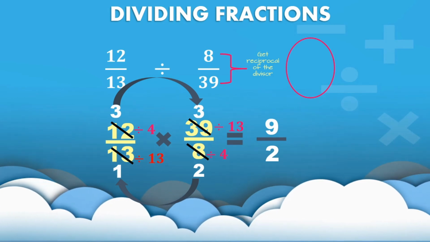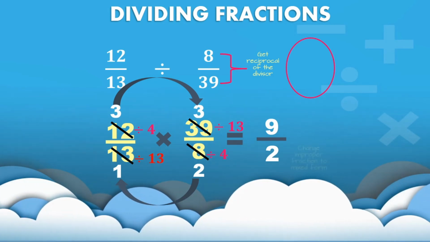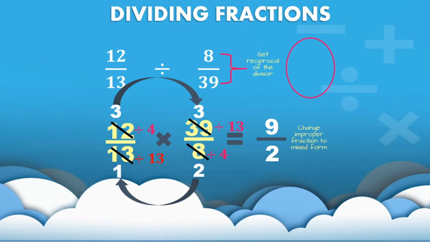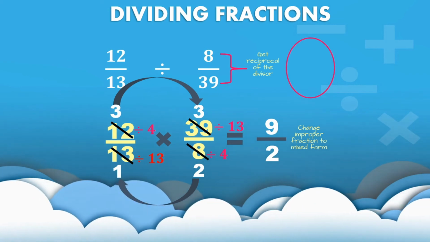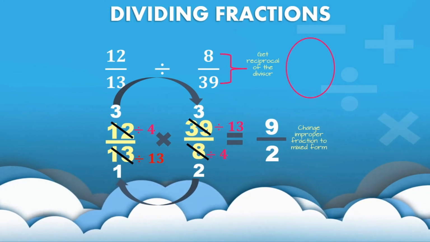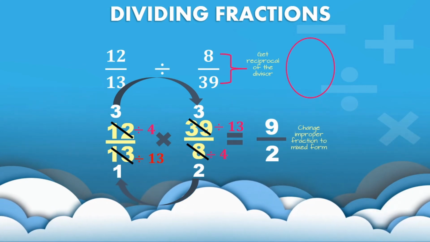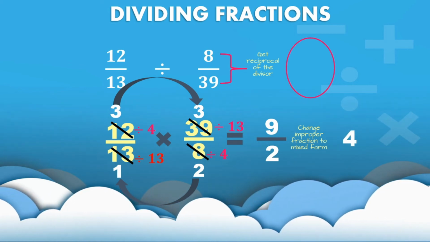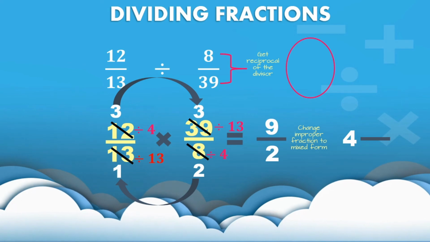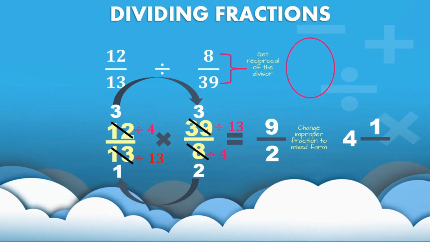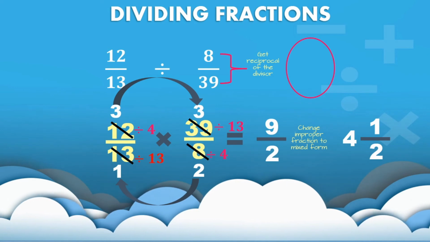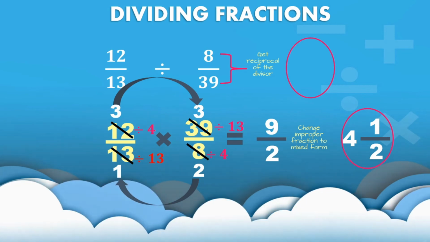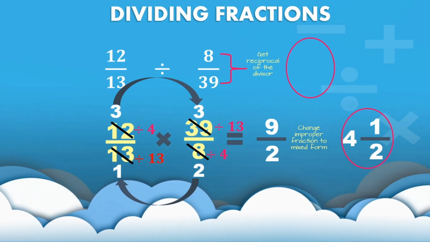Pansinin yung answer natin. Ano ang napapansin nyo? Yes, the answer is in improper fraction. So we have to reduce it to its lowest term by changing improper fraction to mixed form. And how are we going to do that? Yes, we're going to divide the numerator by its denominator. 9 divided by 2, that gives us 4. And we have remainder 1. The remainder 1 will become our new numerator. And then we're just going to copy the same denominator, which is 2. So the final answer is 4 and 1/2. Therefore, 12/13 divided by 8/39 is equal to 4 and 1/2.